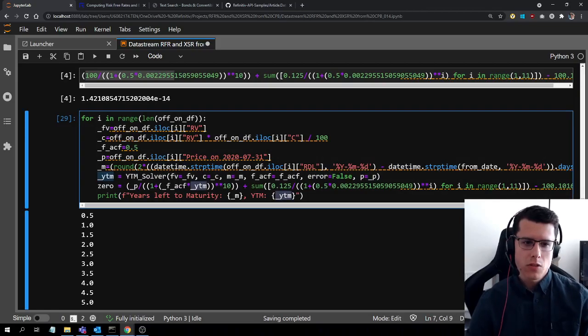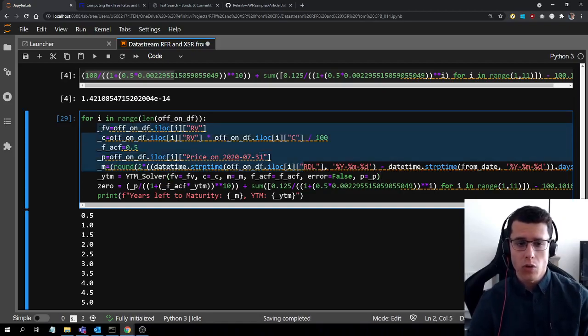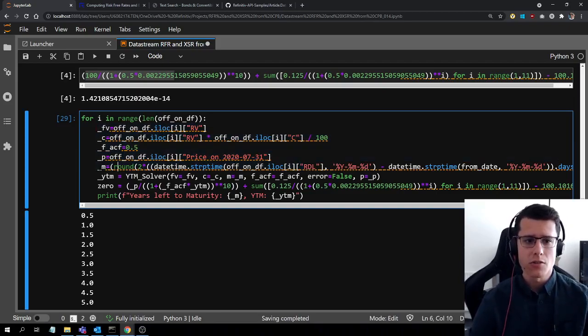This is my yield to maturity. There you go. So this is where I think there might have been something that's gone wrong. So this is my yield to maturity solver. It's my function, and I'm inputting all of this data. I'm confident now that all this data above is correct because all of it comes from my data frame from Datastream. I did not calculate it. It's not even calculated actually. It's just raw data.